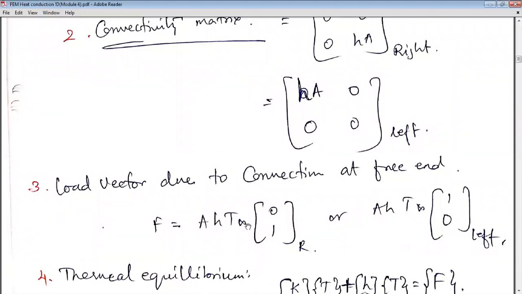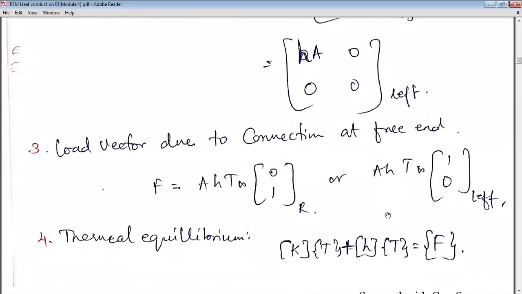So A H T infinity, where T is the surface temperature, T infinity the surrounding temperature, H is the film coefficient, and A the area exposed. It is 0, 1 to the right, if at all it is to the right. To the left, it is 1, 0. It will be very, very easy when you start doing one problem. I'll explain it, so make a note of it. I'll come back to this once I solve problems.